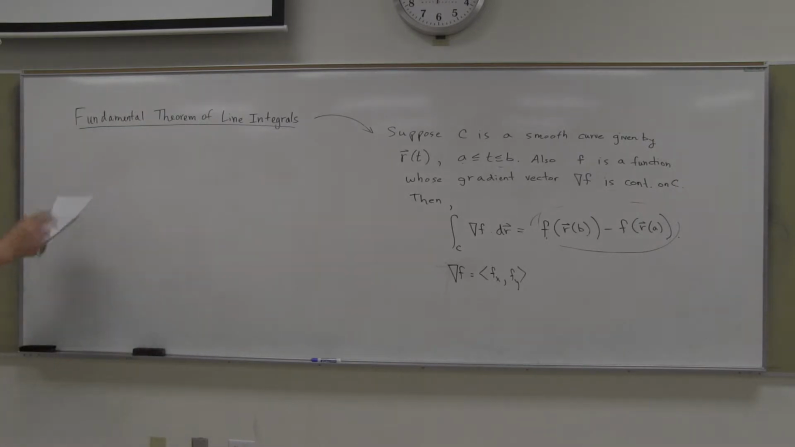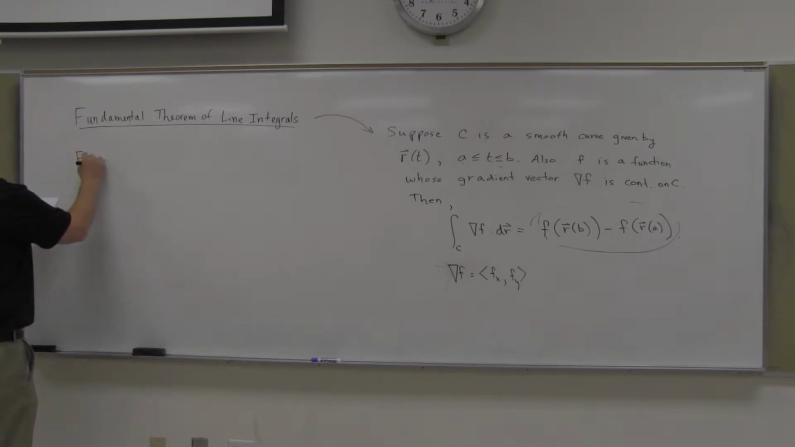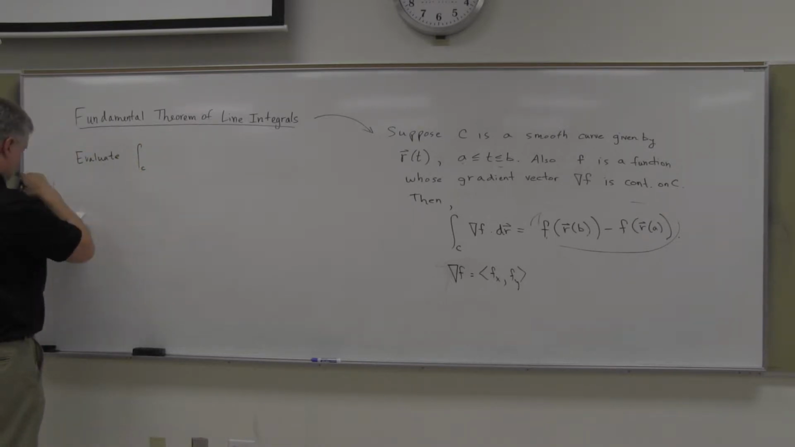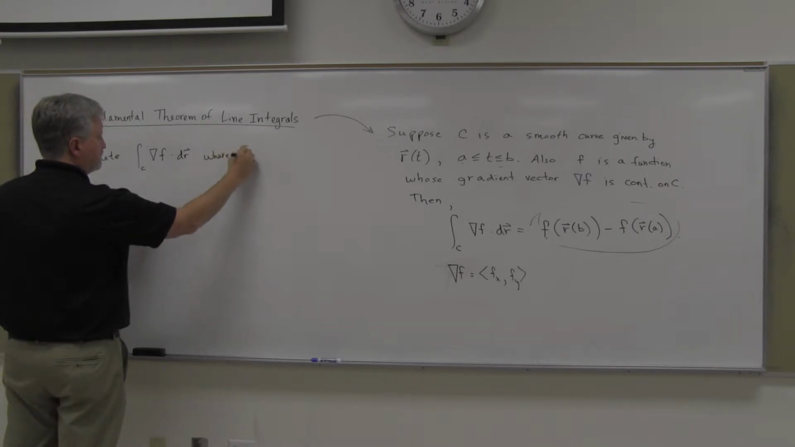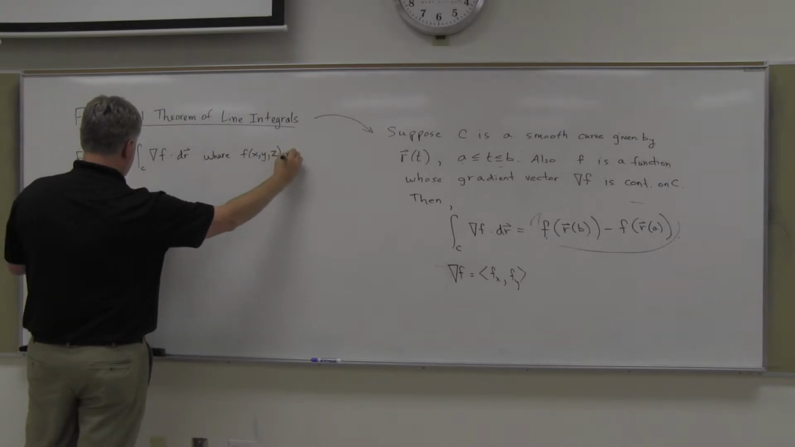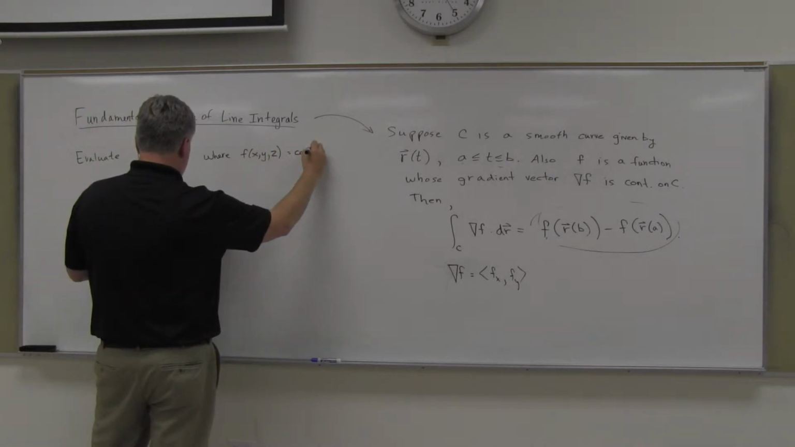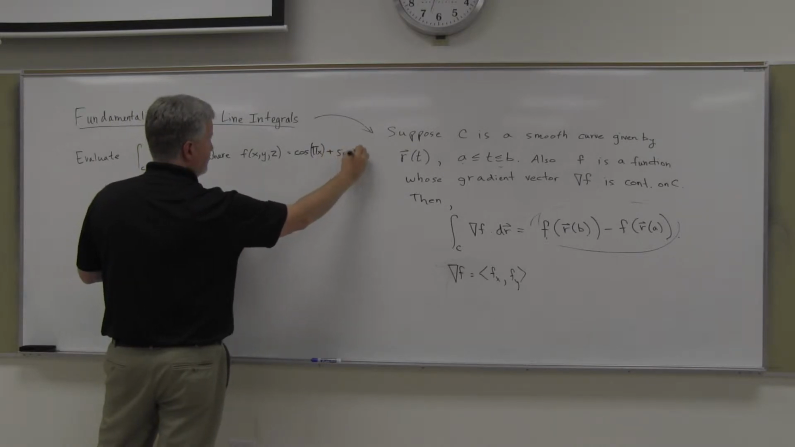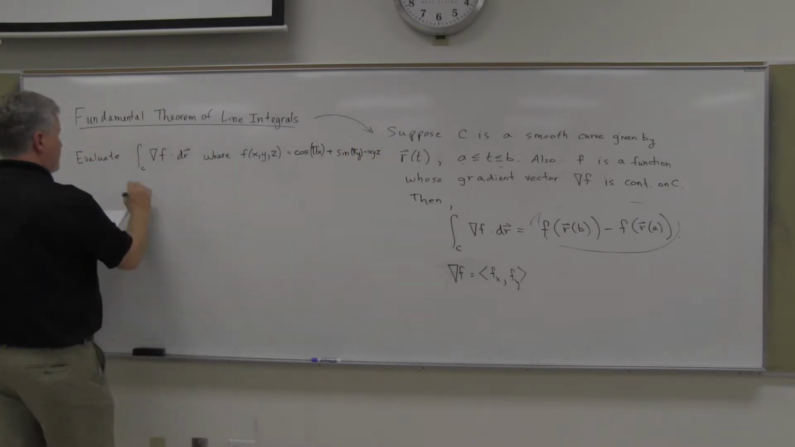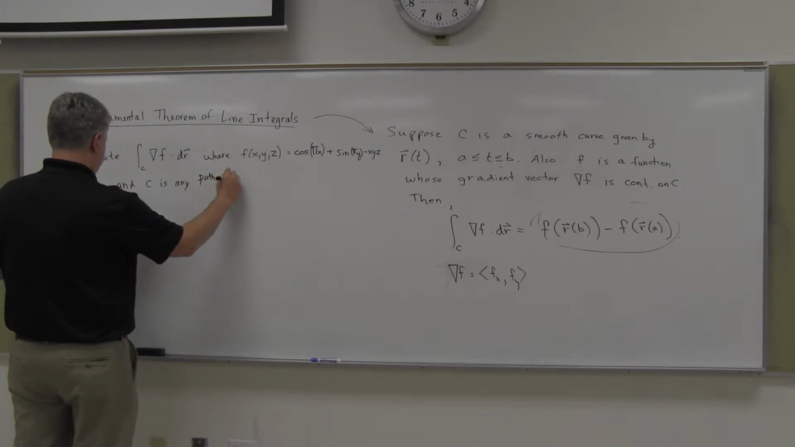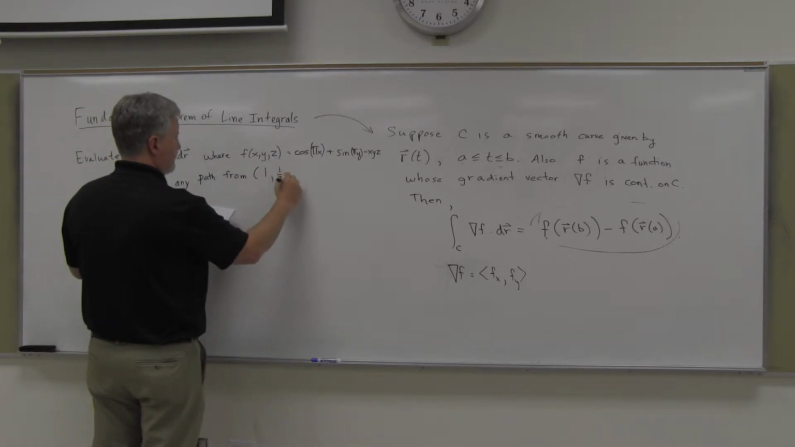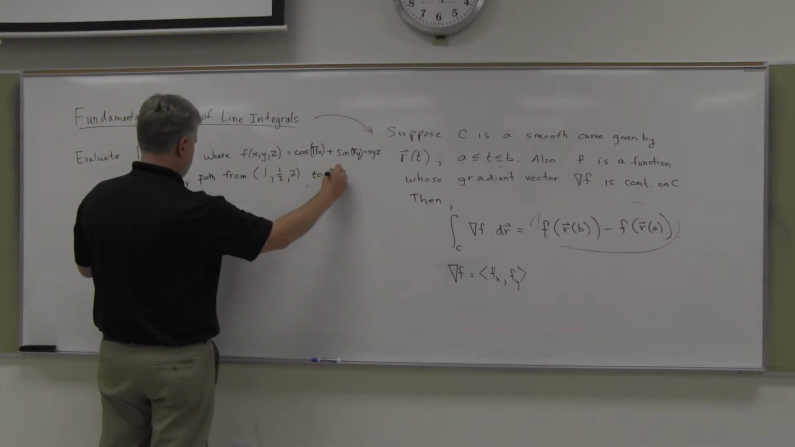So here's our first little problem. Evaluate the integral over C of the gradient of f dot dr, where f of x, y, z equals cosine pi x, cosine pi x plus sine pi y minus x, y, z, and C is any path from 1/2, 2, 1 to 1.